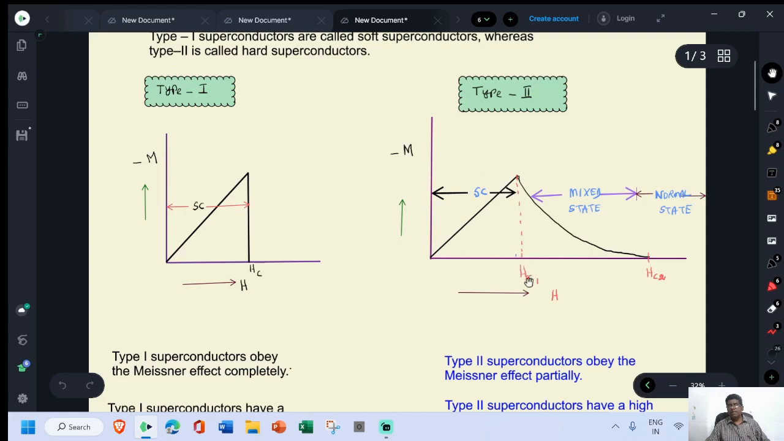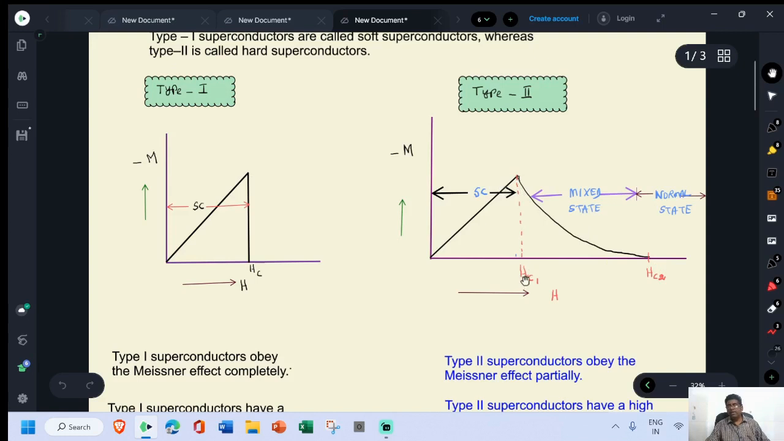If the field value is reaching HC1, the magnetic field lines start to penetrate through the specimen gradually. But in this case, if the field is approaching HC, the magnetization with a negative sign drops to zero. Here it is not dropped to zero suddenly, but it is decreasing gradually.